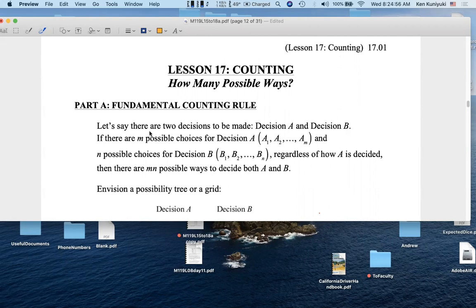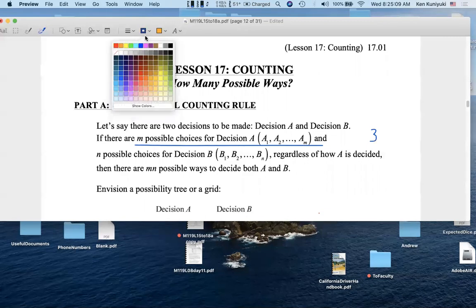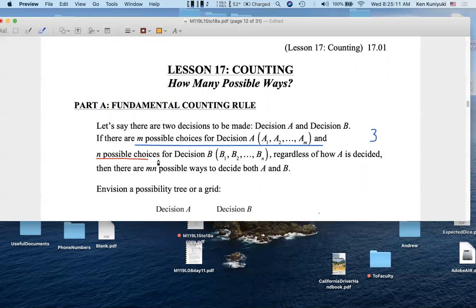Let's say there are two decisions to be made, decision A and decision B. For example, let's say there are m possible choices for decision A. Let's say there are 3 possible shirt colors you can choose from. Let's say that there are n possible choices for decision B, regardless of how A is decided. So let's say that you have 5 choices of hat color. And let's say that your choice of hat color has nothing to do with your choice of shirt color. You don't care about fashion.